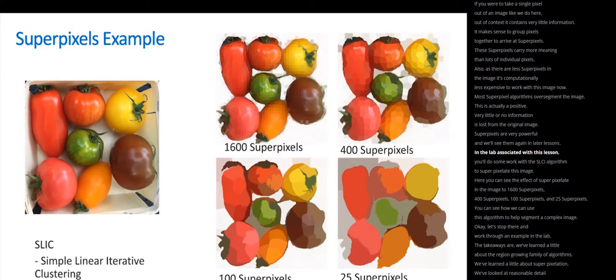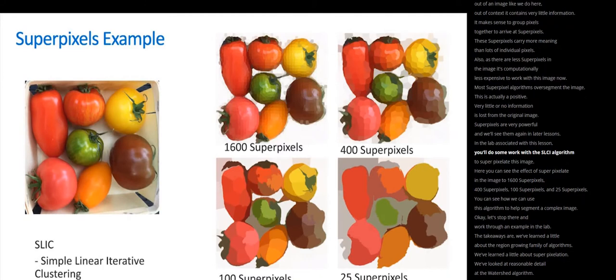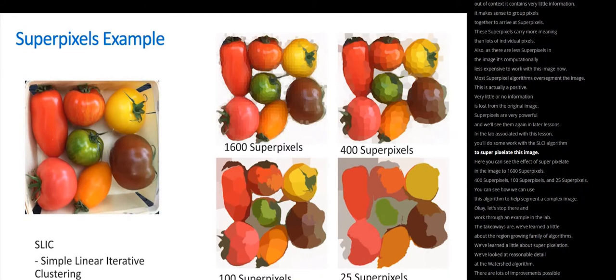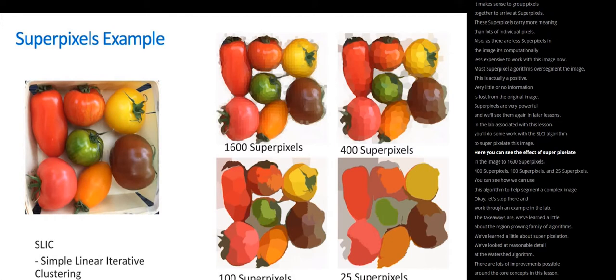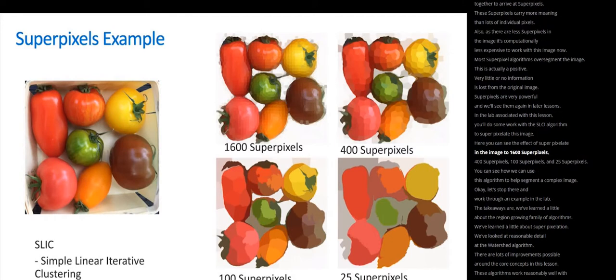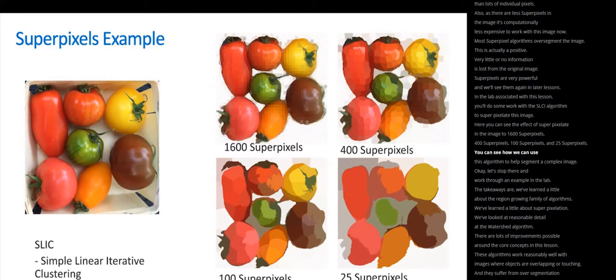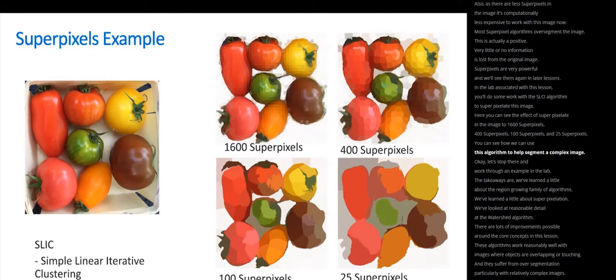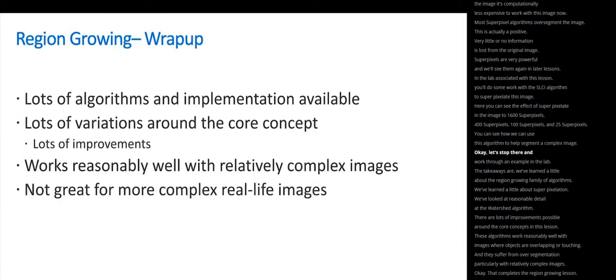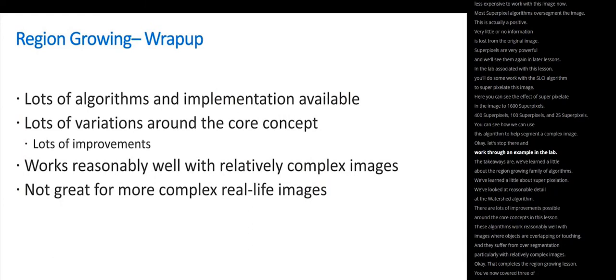In the lab associated with this lesson, you'll do some work with the SLIC algorithm to superpixelate this image. Here you can see the effect of superpixelating the image to 1600 superpixels, 400 superpixels, 100 superpixels, and 25 superpixels. You can see how we can use this algorithm to help segment a complex image. Okay, let's stop there and work through an example in the lab.